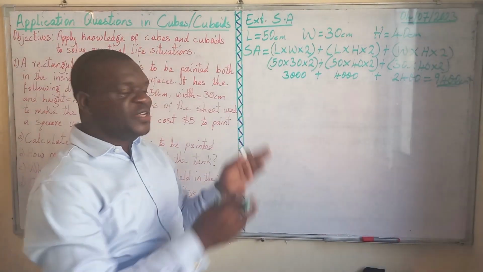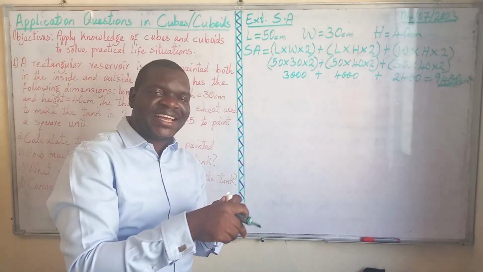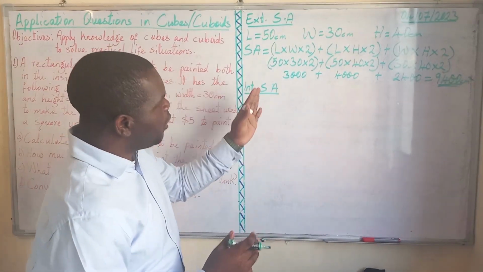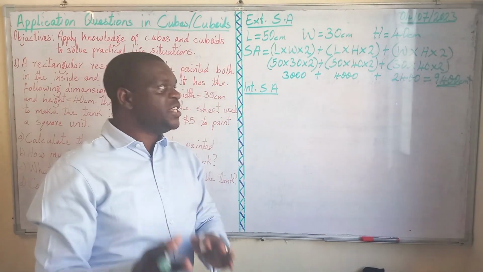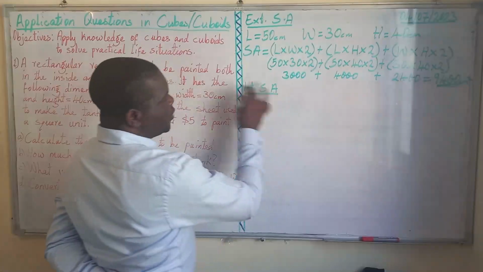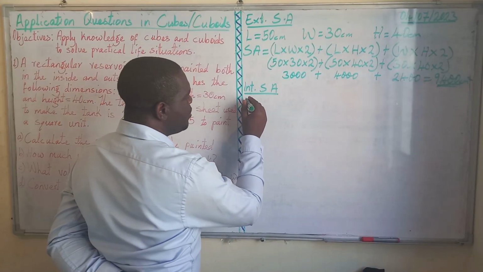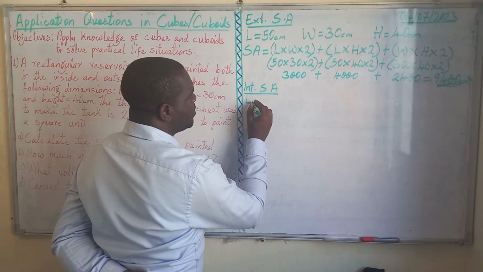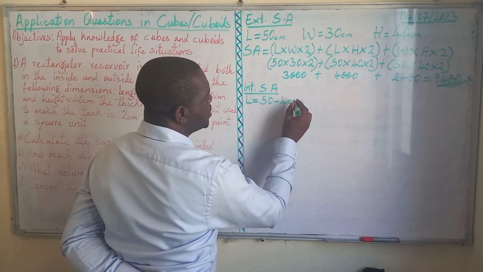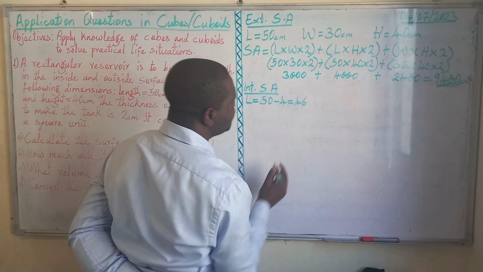We're going to move to the next step, which is the internal surface. This is where there is a trick. Please follow up so that we find the new dimensions of the internal length, width, and height. Now with the internal dimensions, the length will be different. Length will be equal to 50 minus 4, which is equal to 46.